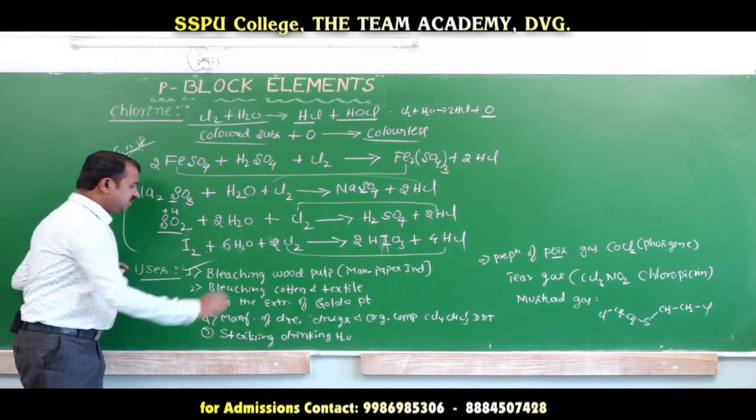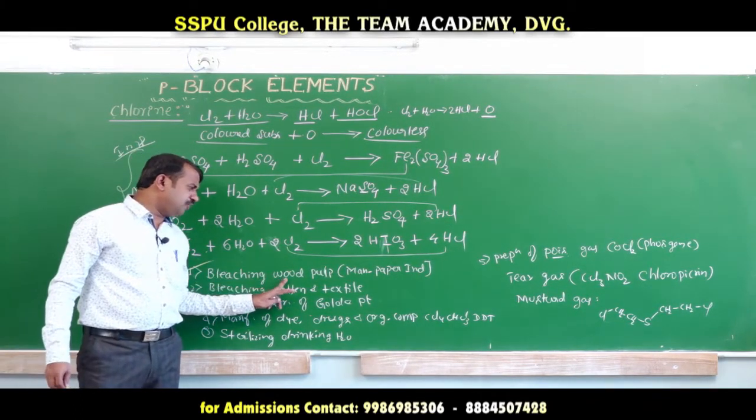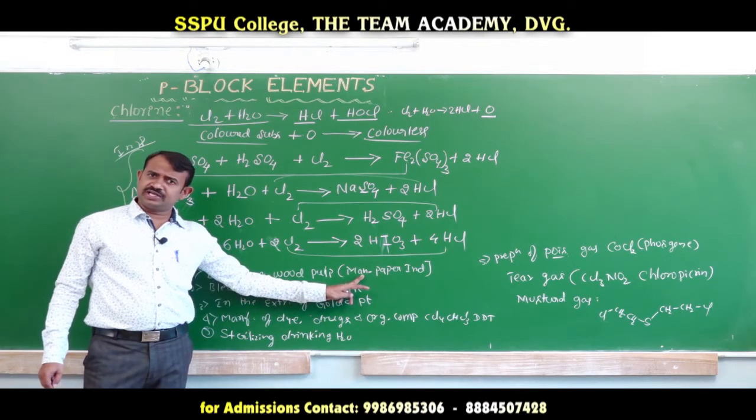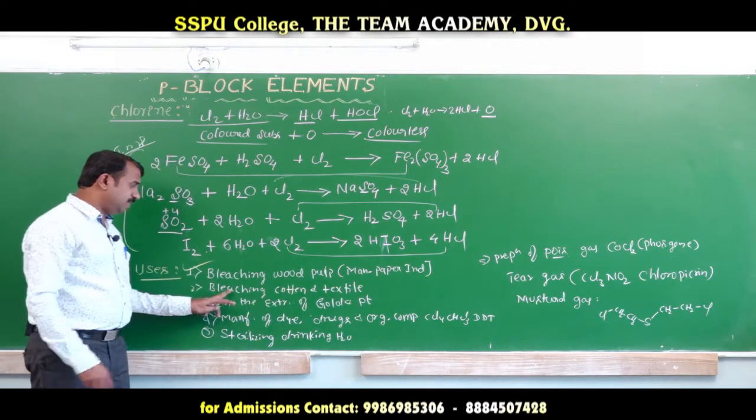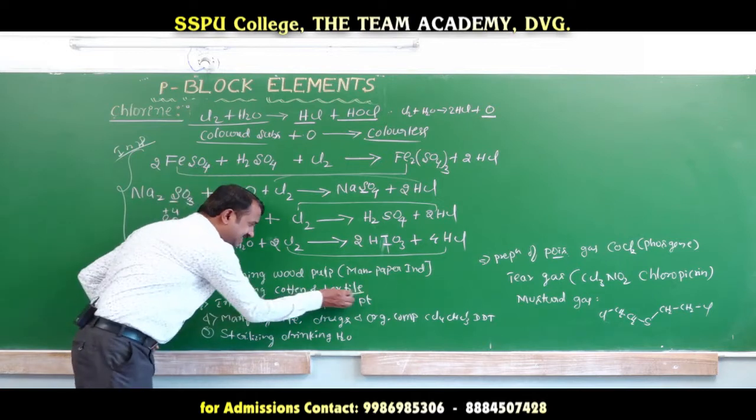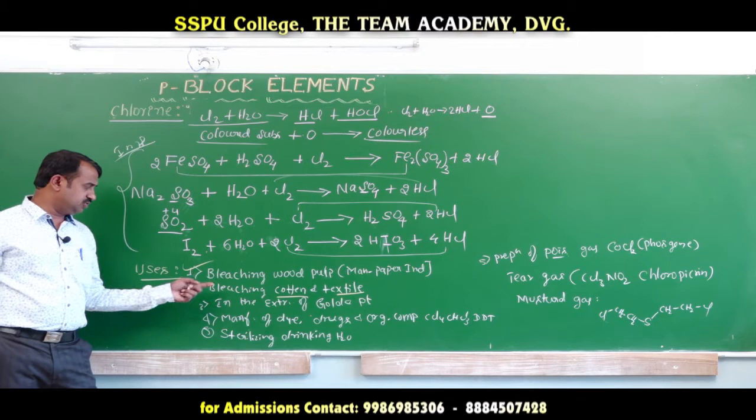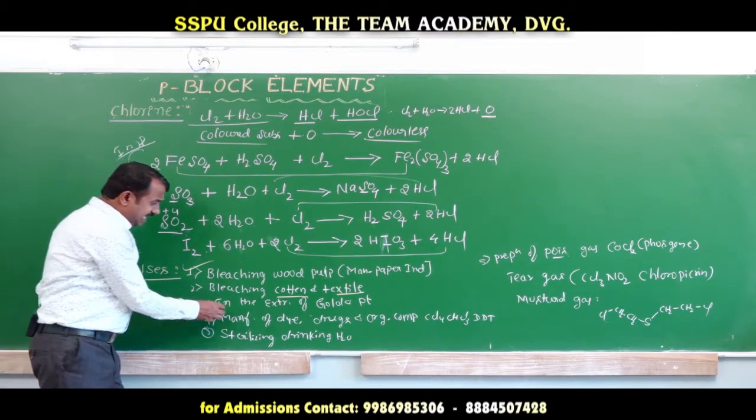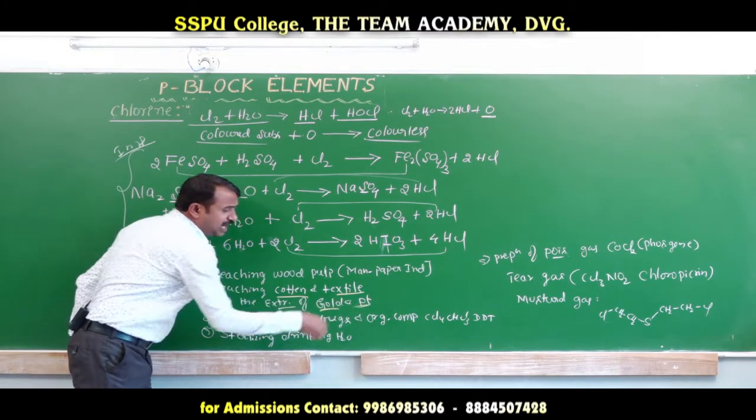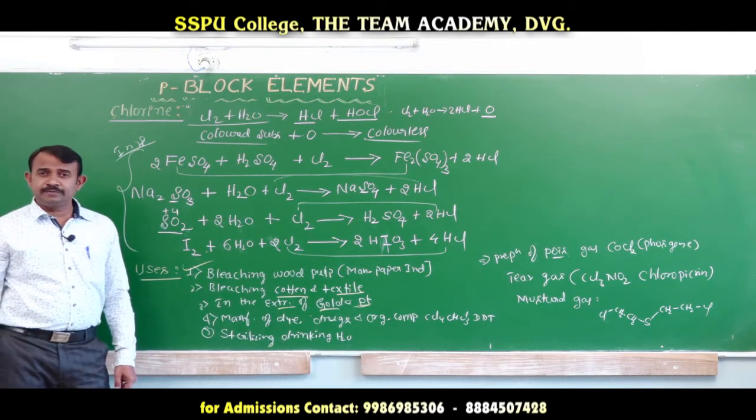The first one, the bleaching action on wood pulp in paper industries. Next one, the bleaching of cotton and textiles, cloth; we use it for bleaching purposes. In the extraction of gold and platinum we also use chlorine.